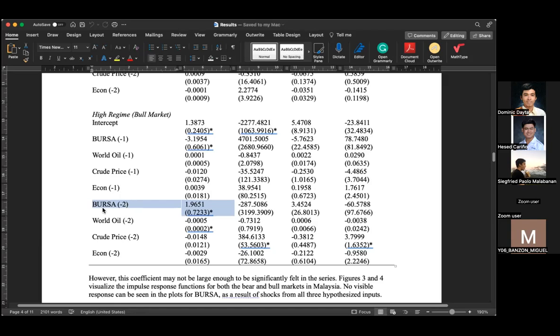Yung binabantayan talaga natin dito is kung may effect ba si world oil crude price or econ either last month, from 1 month ago or from 2 months ago. And it turns out, as far as we can see here, may impact lang siya 2 months ago. And it's a negative impact.